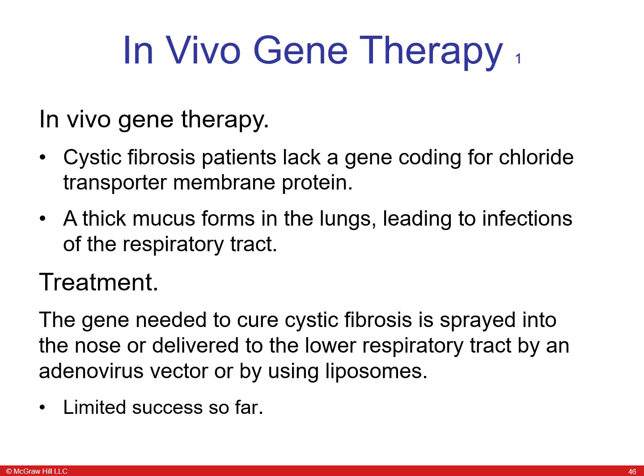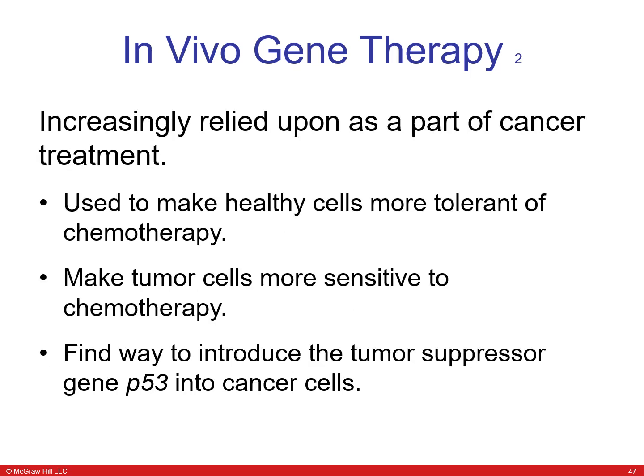So we have in vivo gene therapy. For example, for cystic fibrosis, the virus containing the transgene or the new gene is sprayed into the nose or the upper respiratory tract. This is also how we treat cancer: we find a way to introduce tumor cell gene suppressors, such as P53, into cancer cells, or make the tumor cells more sensitive to chemotherapy or X-ray radiation.